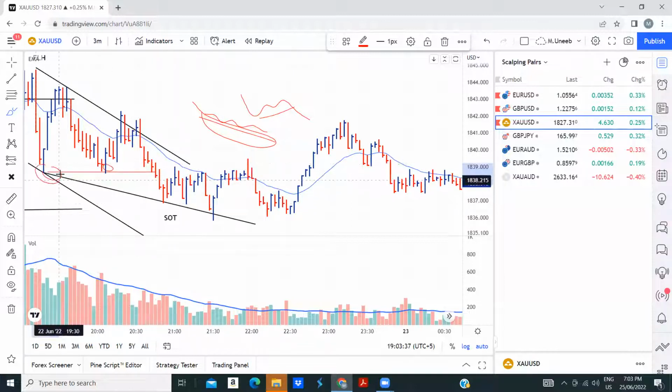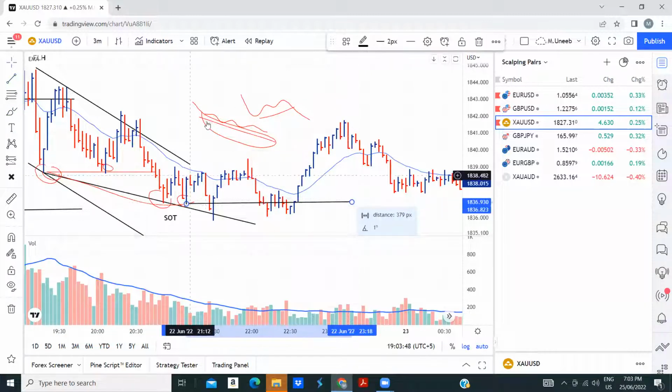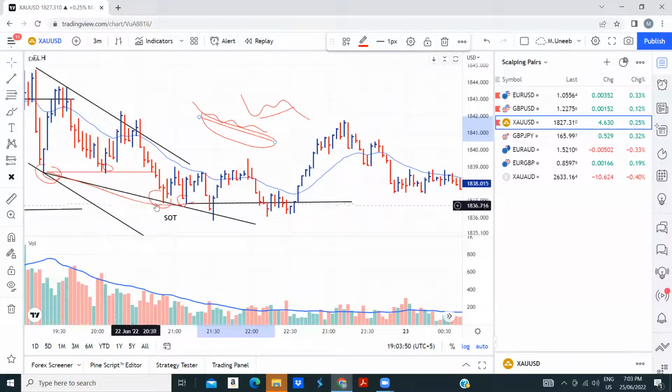So this low, this lower low, this lower low, you got it? Three SOT, three touches. And from this point, I can tell you that we can draw this structural line, right? Because this is first, second, third, three SOT points. And after that, we can draw the small line here.